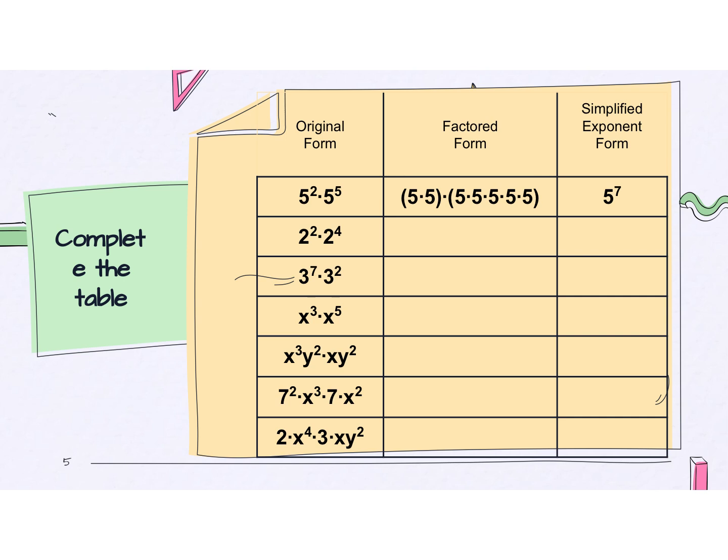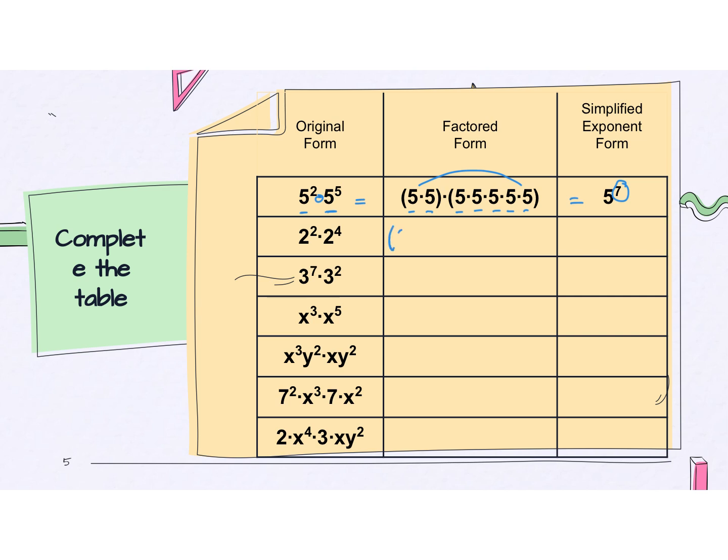So thinking about the fact that we're having 5 to the power of 2 and we're multiplying that by 5 to the power of 5, product, multiplication, the answer to a multiplication problem is the product. So 5 to the power of 2 is 5 times 5, and then 5 to the power of 5 is 5 times 5 times 5 times 5 times 5. So how many 5s do I have in total? I have 7 of them. So this becomes that.